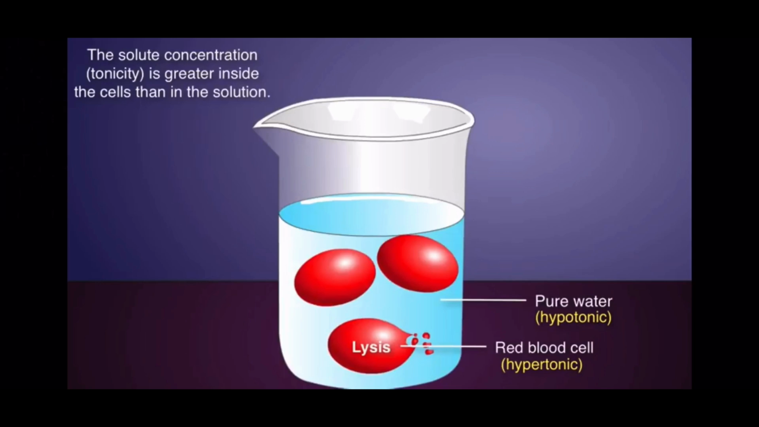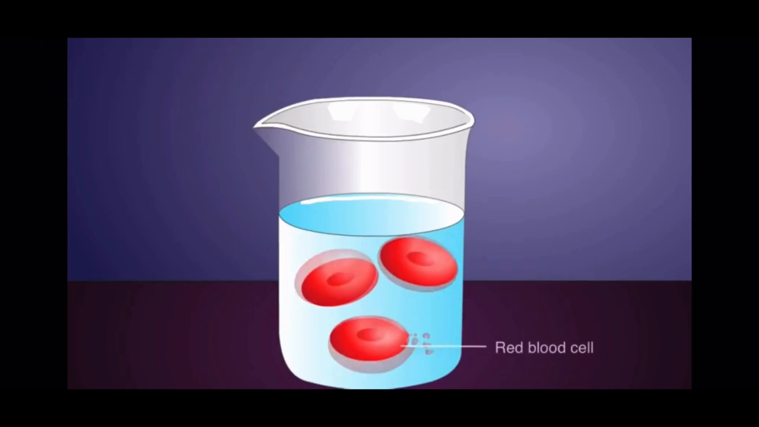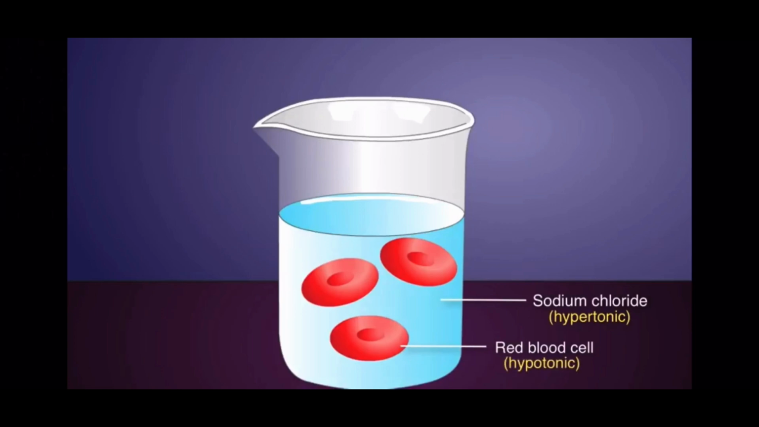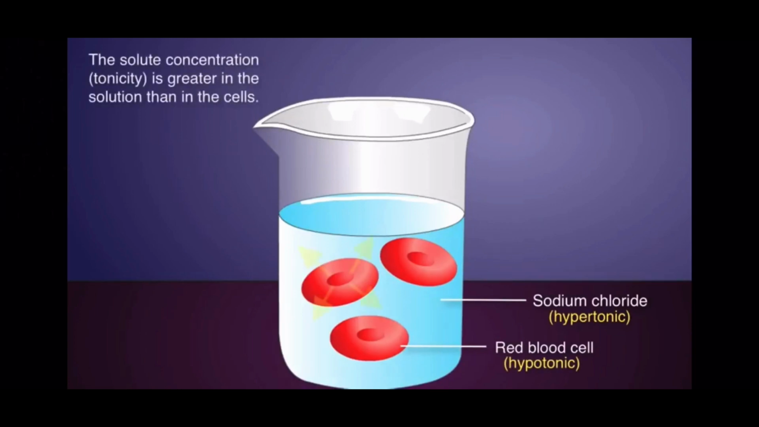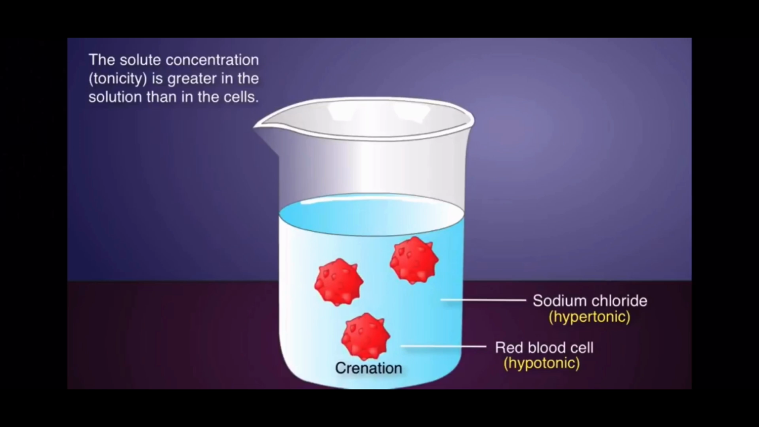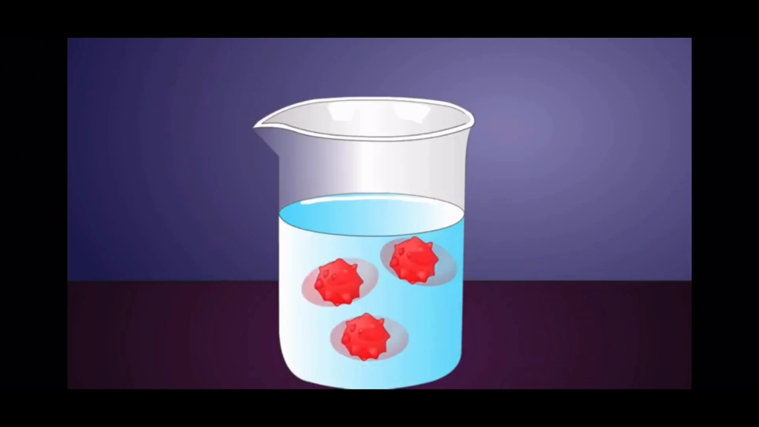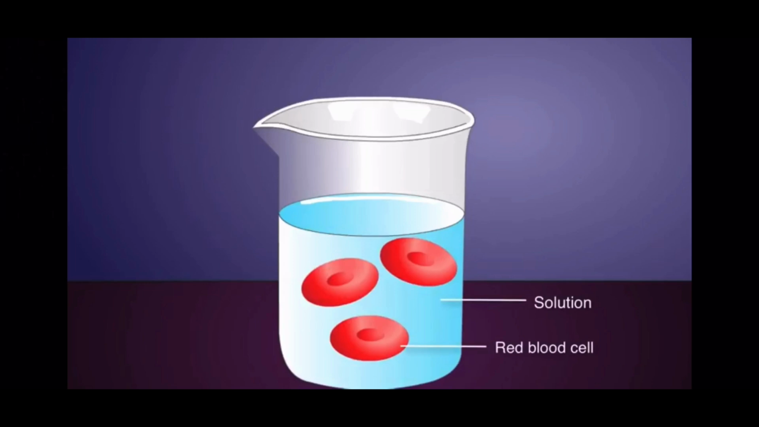Now let's place the red blood cells in a beaker containing a solution of salt, such as sodium chloride. Since the contents of the beaker are hypertonic in relation to the interior of the cells, the water within the cells will diffuse across the membrane and into the contents of the beaker. This causes crenation, or shrinking, of the cells. If the red blood cells are placed in a beaker whose contents match the tonicity within the cells, then there is no net gain or loss of water. The environments within the beaker and inside the cells are said to be isotonic, or the same.